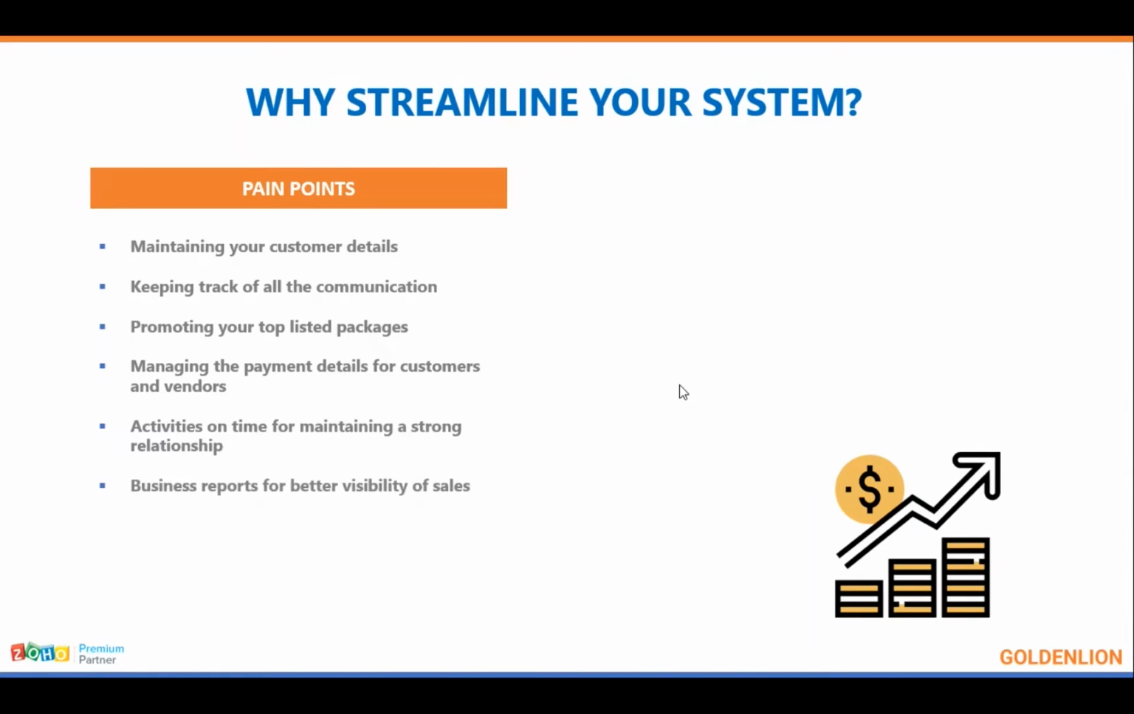Now, in the next point, I have mentioned business reports for better visibility of sales. As a travel agency or as a business owner, you also want to see business reports, which are most important for you. Say, for example, you want to see the sales report, the salesperson's performance report, and the deals that you are going to close this particular month. You want complete visibility, but without a system, how can you get that?